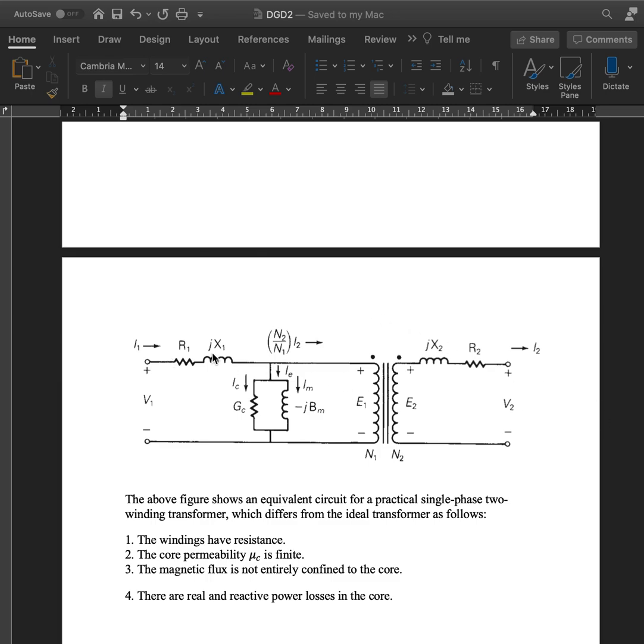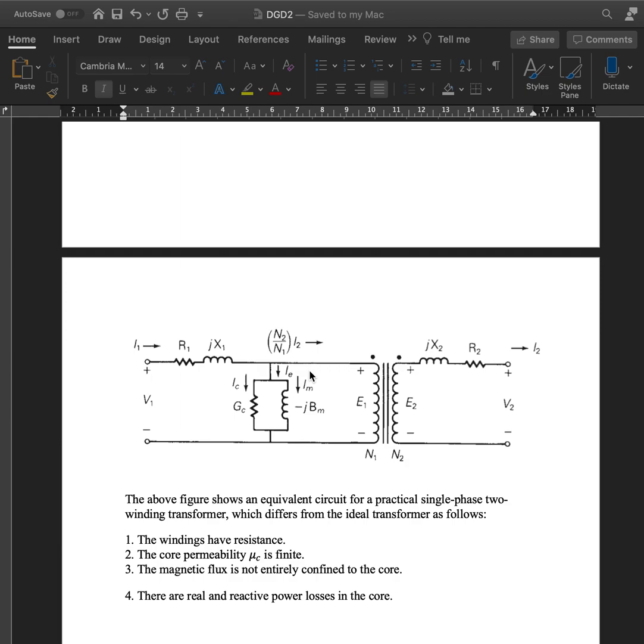Okay, so we can see here the resistance R1 is included in series with winding 1 to account for the I squared R losses in the winding, because the winding has a certain length, and the heat loss happens because of that. The reactance X1, called the leakage reactance of winding 1, is also included in series with this winding to account for the leakage flux that happens in winding 1.